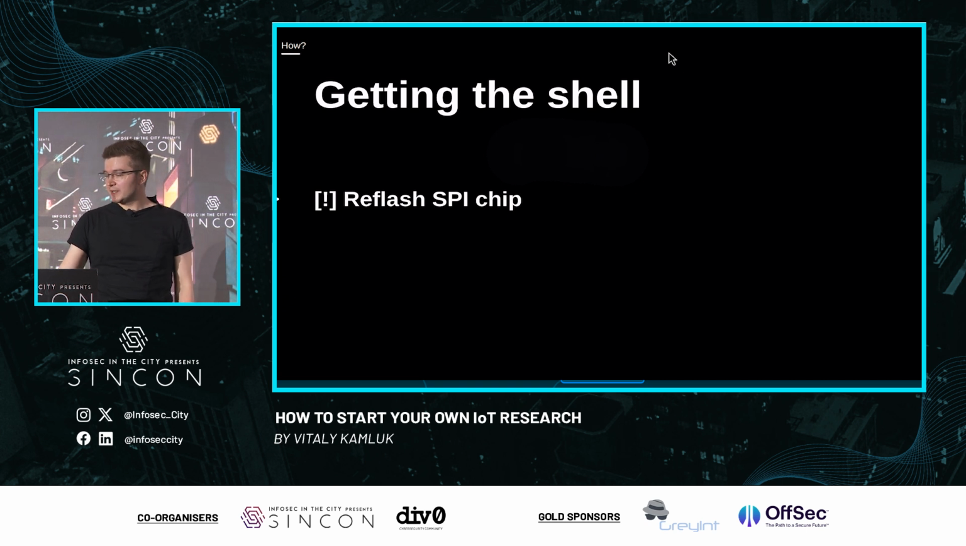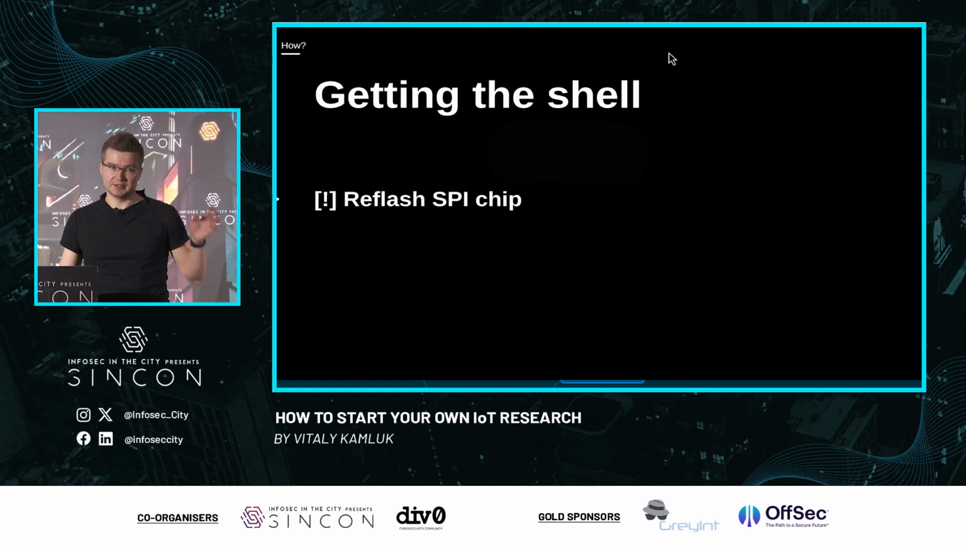So one way to get the shell is to reflash this SPI memory chip. By reflashing I mean you have the dump of the memory, right? Then you can tamper with that. You can probably modify files if you read the file system, or do some tampering with the firmware that you saved from the chip, and then you could put it back.